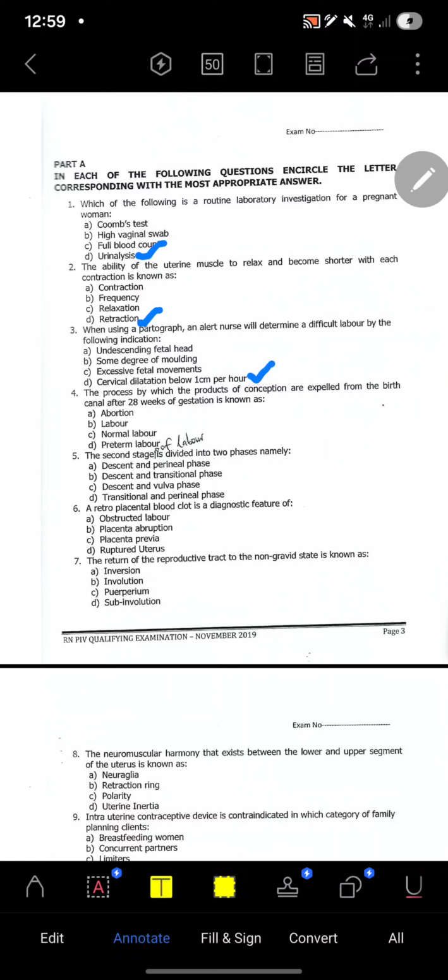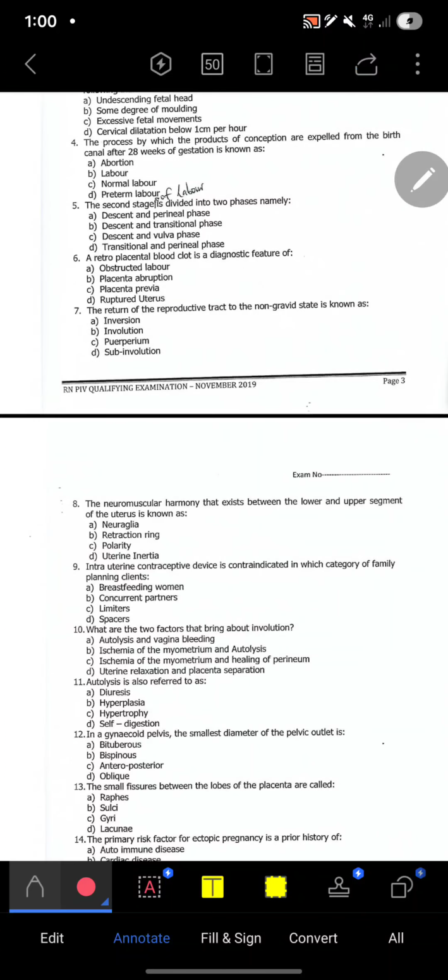Question 4. The process by which the products of conception are expelled from the birth canal after 28 weeks of gestation is known as? The correct answer is B, which is labor. Question 5. The second stage of labor is divided into two phases, namely, the correct answer is A, which is descent and perineal phase.